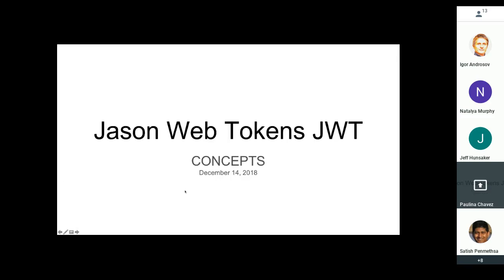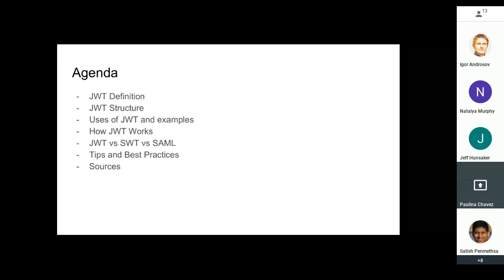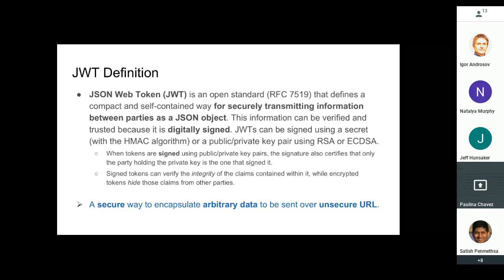Okay, so I'm going to go over the JWT tokens. I'm going to go through the definition, the structure, some examples, how it's used, and some best practices, okay? So, what is a JSON Web Token? It's really following a standard. In summary, it is a secure way to send data over a secure URL.